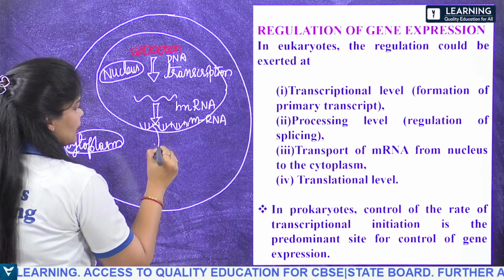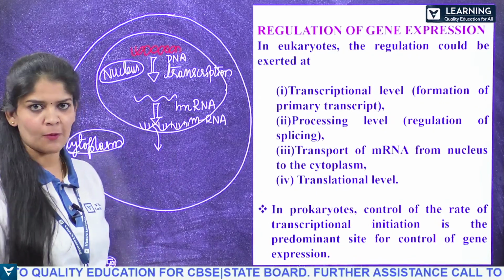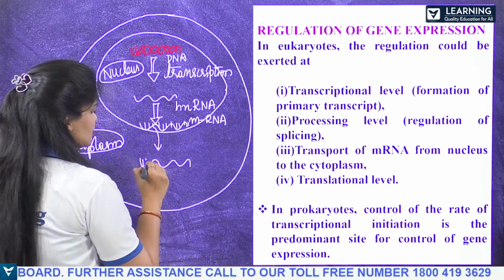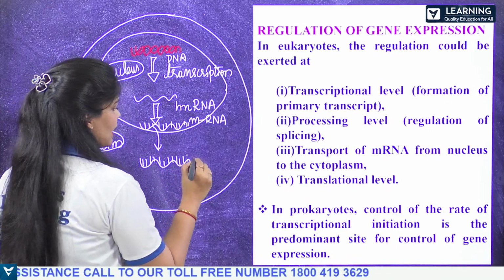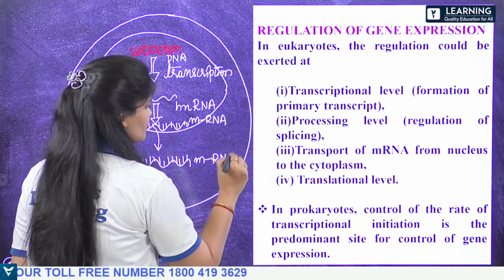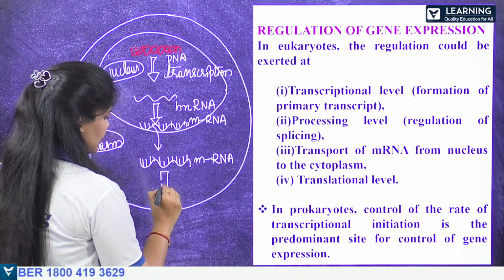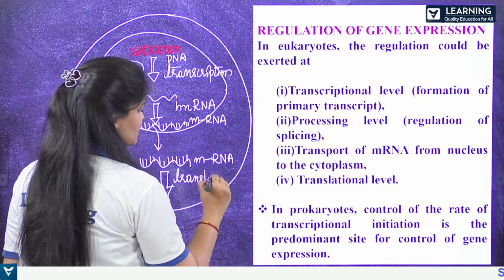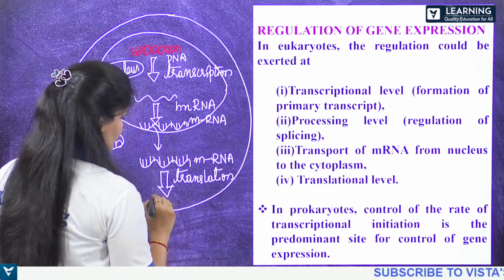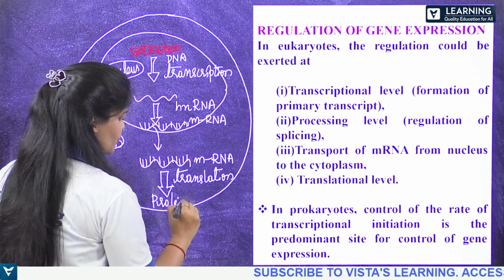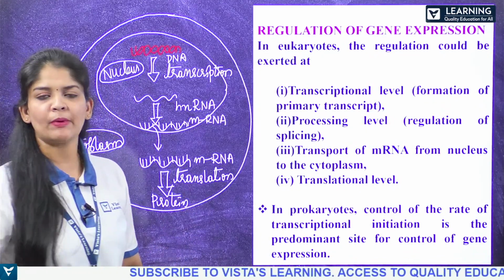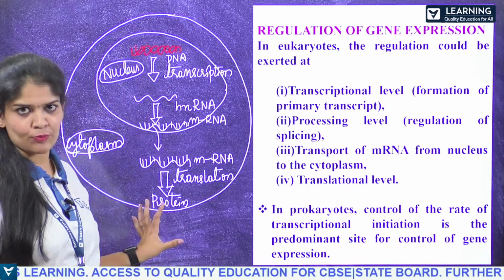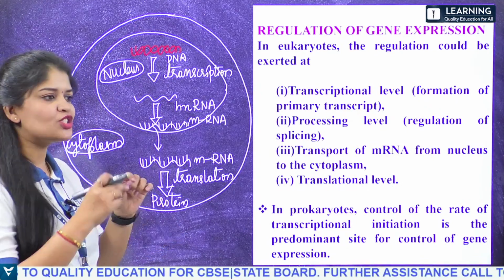Now it will transport from the nucleus to the cytoplasm. So we get this processed mRNA in the cytoplasm. Now in the cytoplasm, further translation happens, which finally leads to the synthesis of a polypeptide chain, that is protein. So during this process, altogether, we can call it gene expression.